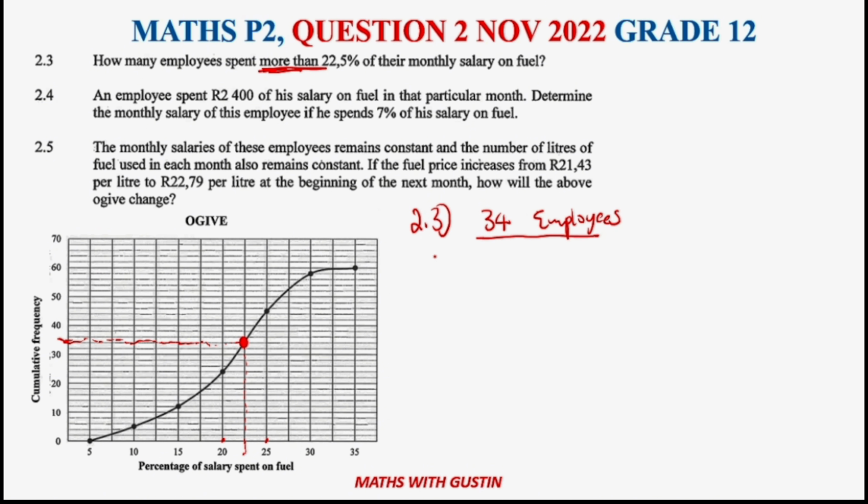What about the ones that are more? Remember, now you know the total number, so you're supposed to say the total number of employees minus these ones. Therefore you're going to be left with the ones that are spending more. So 60 minus 34 is going to give us 26. So these ones give us employees who spend more. Great stuff, and that's how you would deal with a question like this one.